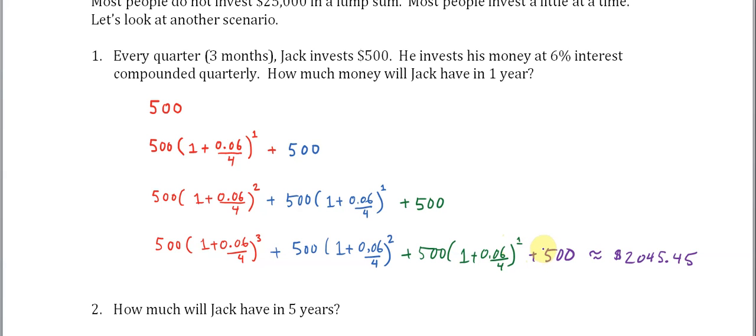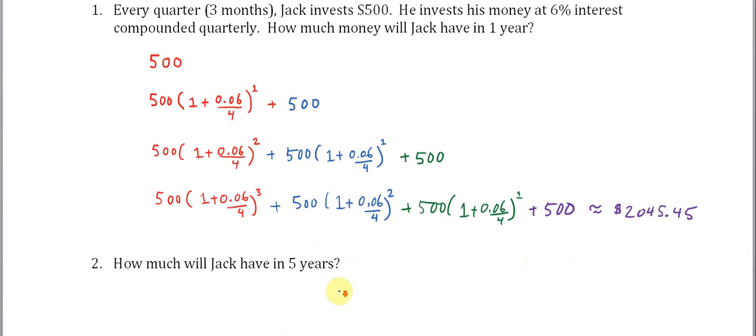Let us continue our work here with annuities by studying the case where Jack is going to invest his money over a period of 5 years. And you can see here that the calculations can become quite tedious. Okay, so let me just explain how this would work out.